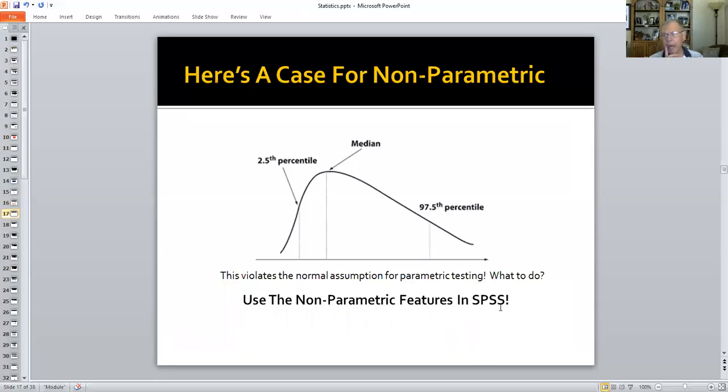And as a matter of fact, in some cases, it will default. In other words, if you say, I'm going to use a certain test, and the test fails the condition for normality, it will default to a non-parametric output.